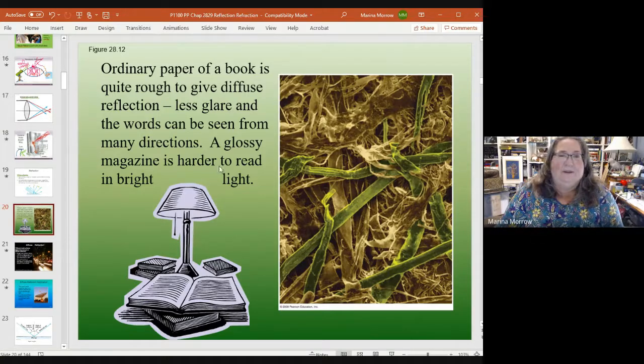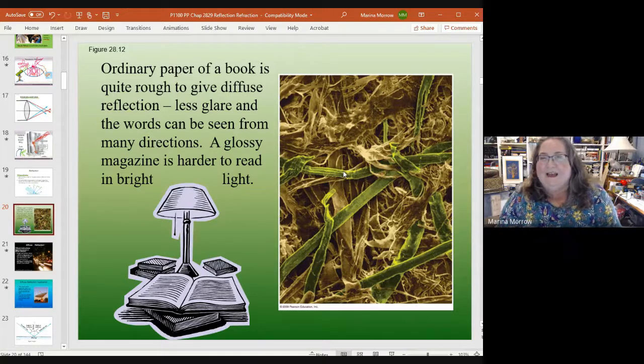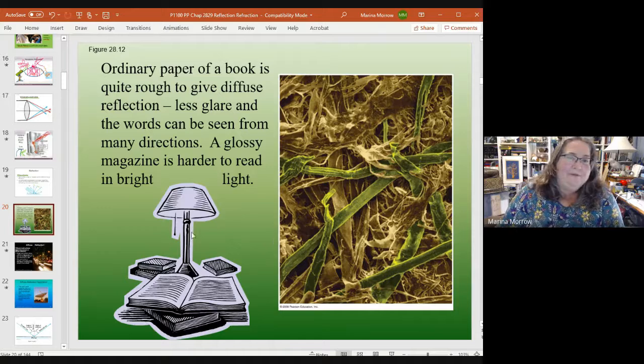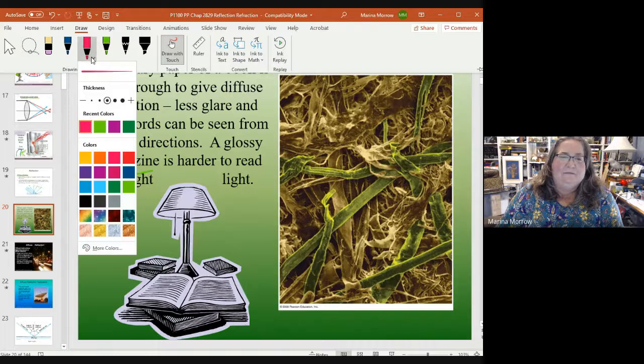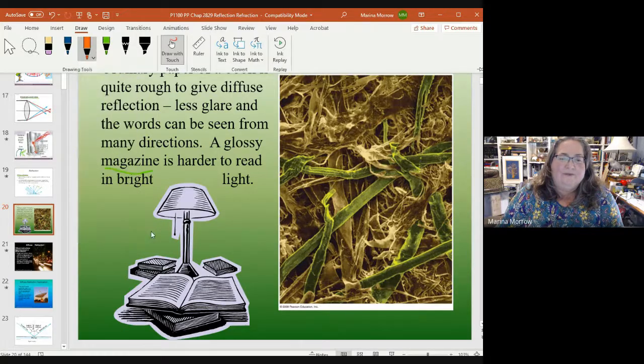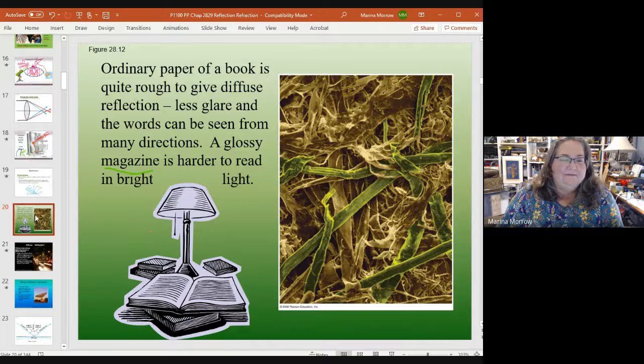Okay, so books are made to be a little bit rough, because you don't want it reflecting the sun or your lamp, you just want to be able to read the words. So you want it to be a diffuse reflector. If it's a glossy book or a glossy magazine, then that's harder to read because you have reflections from the light.